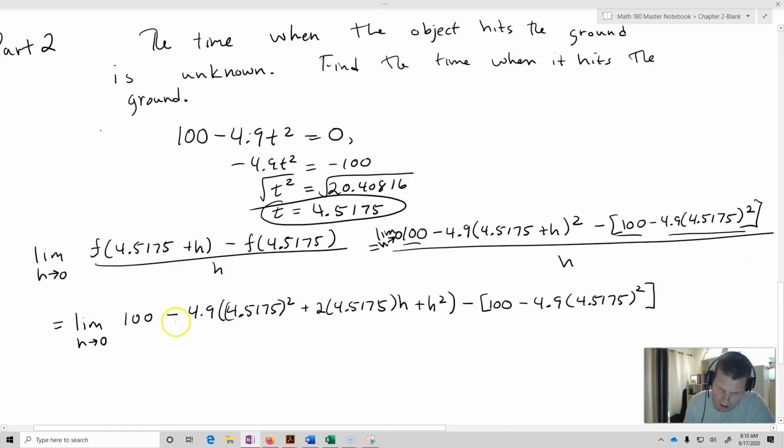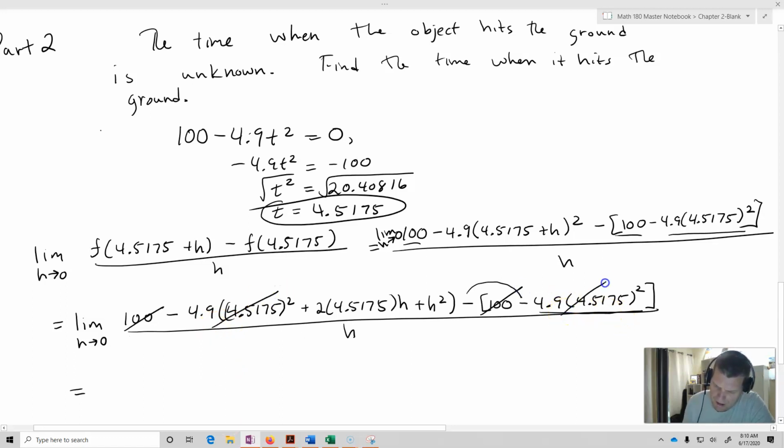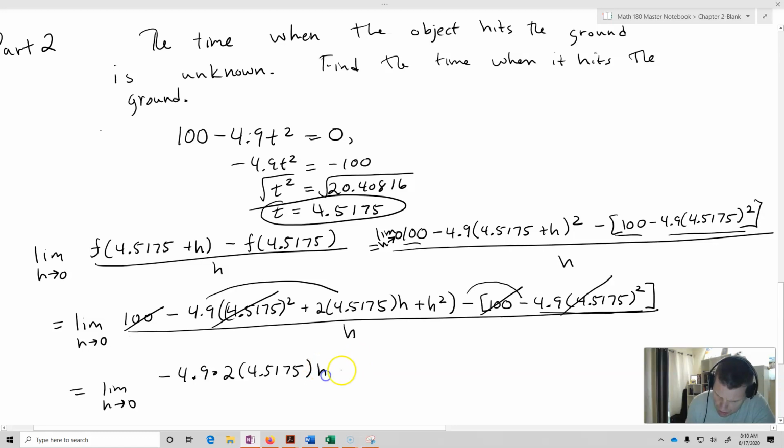Now when I separate it all out, notice that we're going to distribute that negative, so this is going to make this one a plus. So that's going to eliminate, and then we're going to divide by h. In this next term, 100 is going to go away, the 4.9 times 4.5175 squared is going to go away, so we're going to end up with the limit as h approaches 0 of negative 4.9 times 2 times 4.5175 h minus 4.9 h squared, because that's all we've got left, and we'll divide it by h.